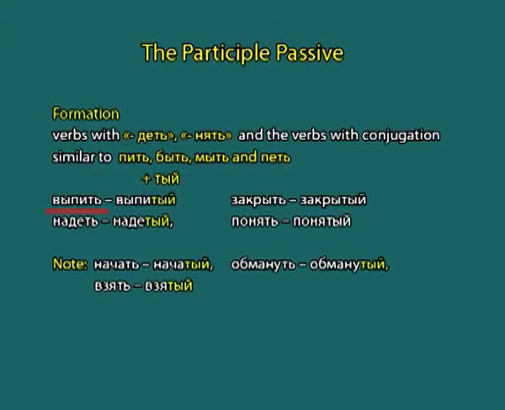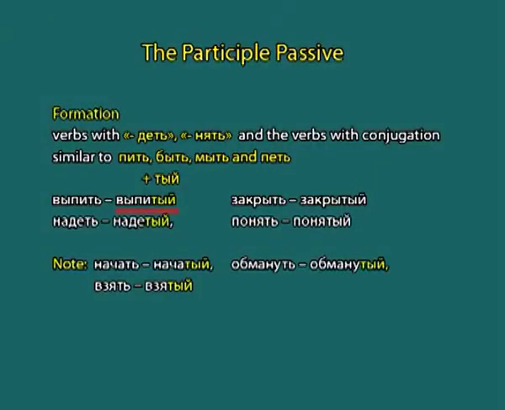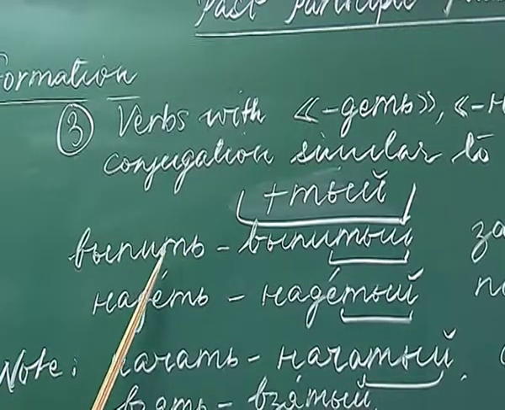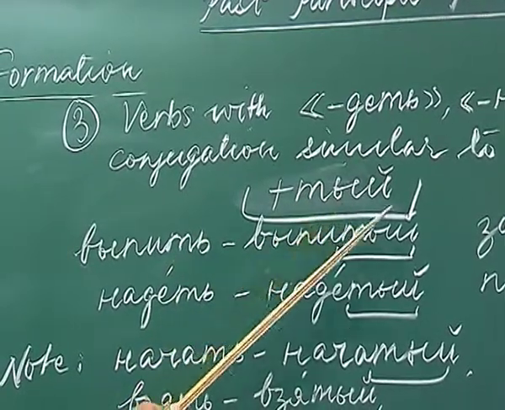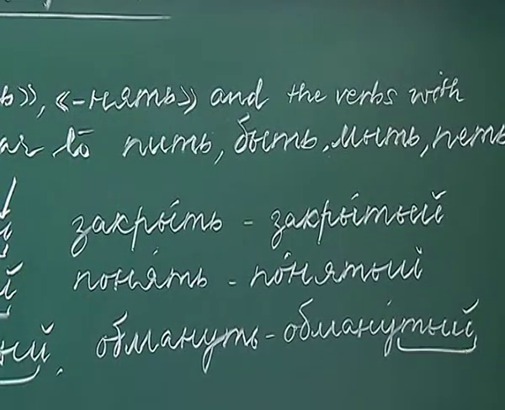For example, vipit. Vipit is to drink. So how do you form the past participle passive from this verb vipiti? What we are doing is removing the ending te and soft sign and adding te, ui, and ikratke. The second verb we have is zakrit. Zakrit is to close. Zakriti. The next verb we have is nadjet. Nadjet is to put on. Nadjeti. Panyat, to understand. Poniti. So this is the past participle passive.